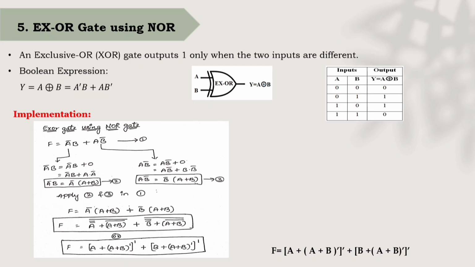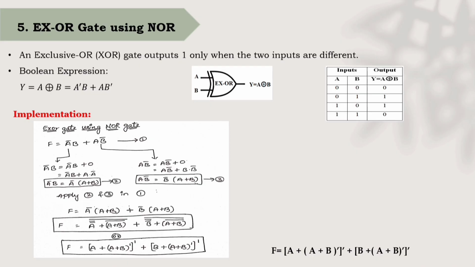Now let us consider the second operand from equation 1, that is A B bar. We can write A B bar as A B bar plus 0. Based on the Boolean rule, we can write 0 as B dot B bar. Here we are considering B dot B bar because we need to get B complement as a common. So finally A B bar will become B bar into (A plus B). This is considered as the third equation.